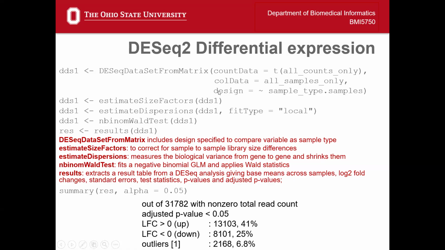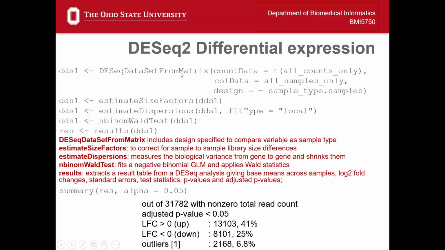And then the third thing we need to specify is what column from our sample table we are using to compare. This column, sample underscore type dot samples, has the tumor normal information. And that's what we're comparing here. We are comparing tumor samples expression with normal samples expression.